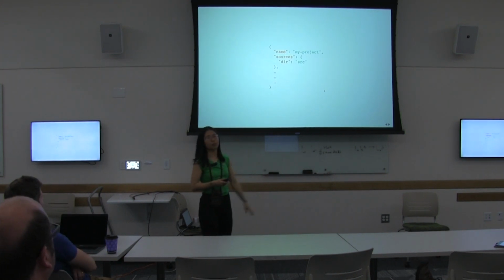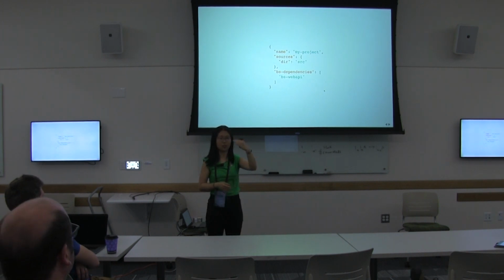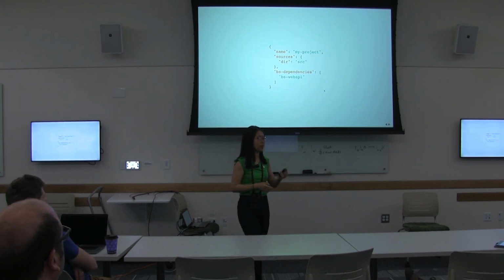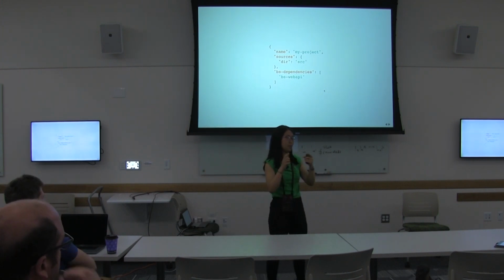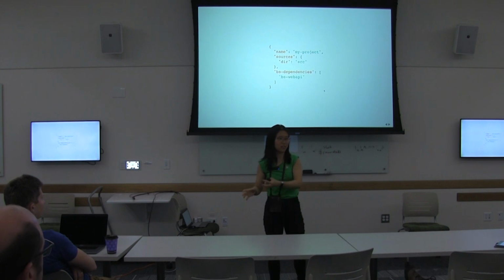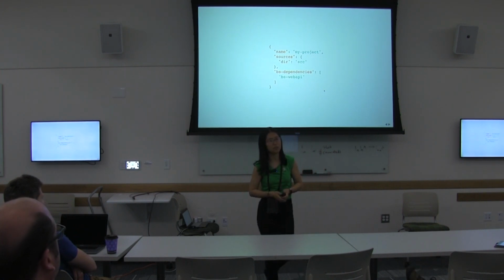You have your minimal BS config, and then you just have a new key called bs-dependencies, and then you can just have your array of dependencies. Now it's really important to remember though that the things that you're adding here are just the bindings. You still need the original library. So if I'm using React, for example, I need to get the original React library, and then I need to get the bindings before I can use it in my Reason.